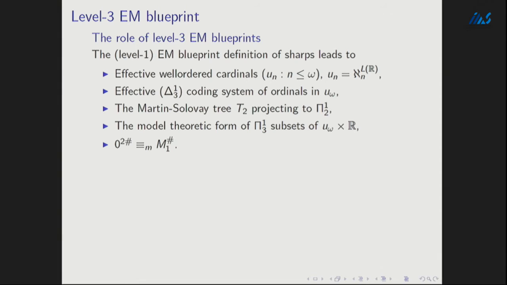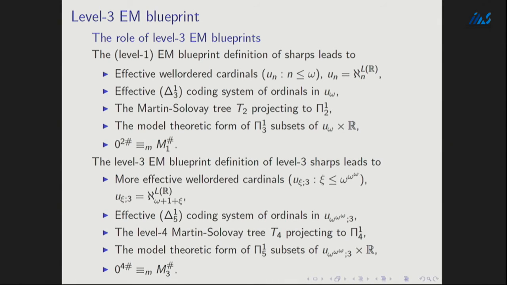So yeah, this is how I started my talk. We had those effectively well-ordered cardinals, and we had the Martin-Solovay tree, and the model theoretic form, and we know that we need an effective coding of all the ordinals in u omega to speak about the effectiveness of the trees, and we want to generalize this whole picture to the higher level.